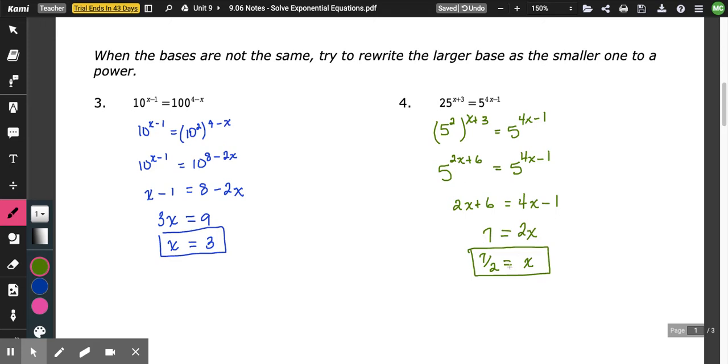This is a great example of how maybe just guessing isn't the right way to go for these problems, because you probably wouldn't have come up with 7/2 on a guess. Anyhow, try the next couple on the form.